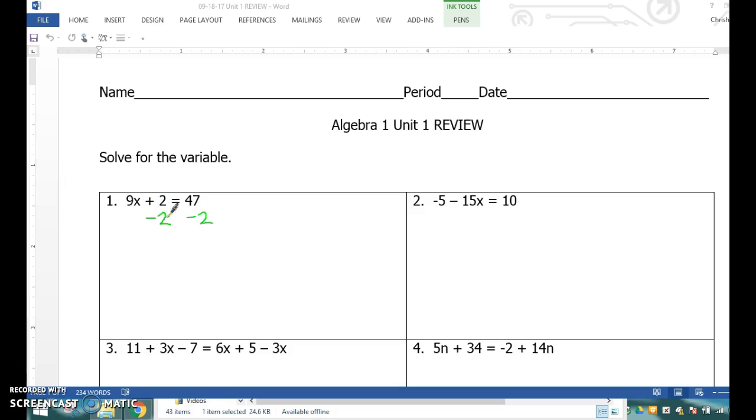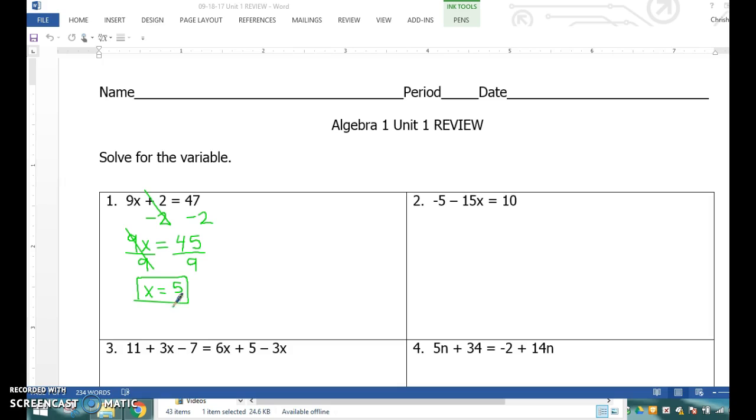A positive 2 and a negative 2 make 0, so those are going to cancel each other out. Plus 2 minus 2 is 0. So on the left, I'm left with 9x equals, and then on the right, 47 minus 2 is 45. Next thing that I see is a 9x. When I see a number and a letter next to each other, that is multiplication. So the opposite of multiplication is division, and we're going to divide both sides by 9. 9 divided by 9 is 1, so x equals 45 divided by 9 is 5.